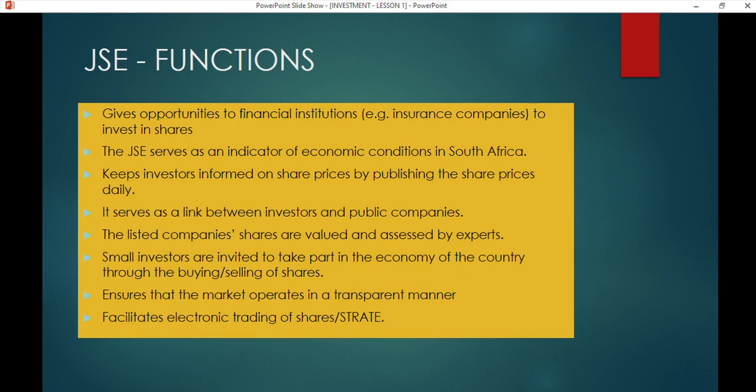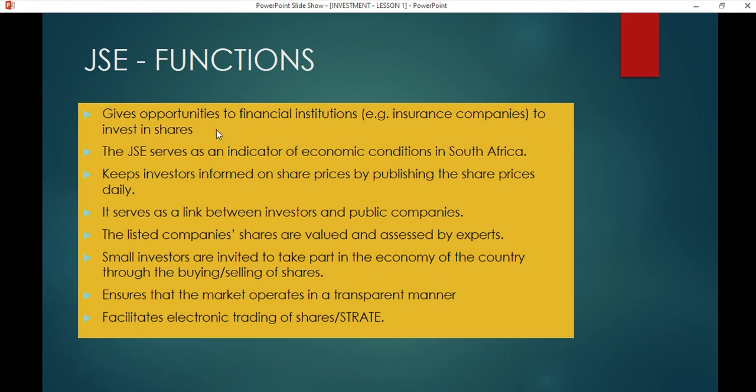So let's jump in. The first one is that it gives opportunities to financial institutions, for example insurance companies, to invest in shares. Insurance companies will invest the premiums that you as a consumer pay in shares. They'll buy and sell shares, and the returns are how they make their profit, and they'll also use that to cover any event that happens or anything that they have to replace. That's where the money comes from. So that's their business model.